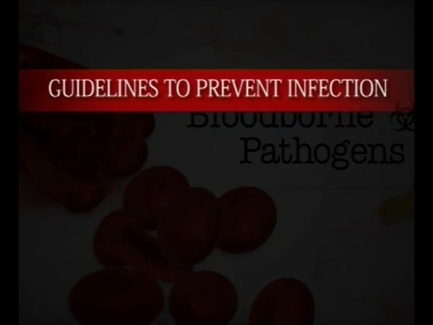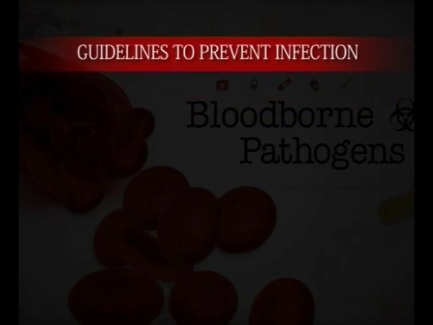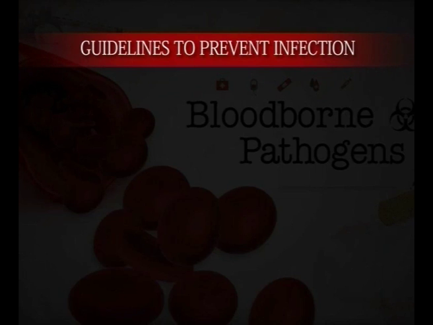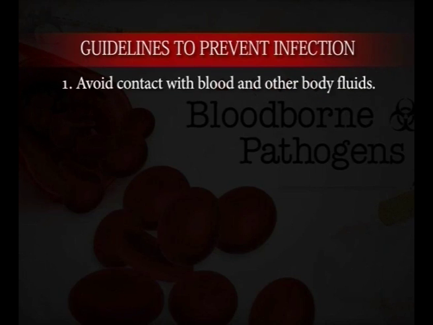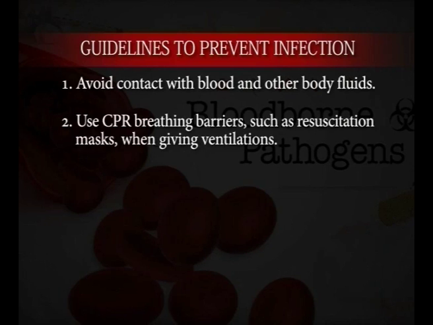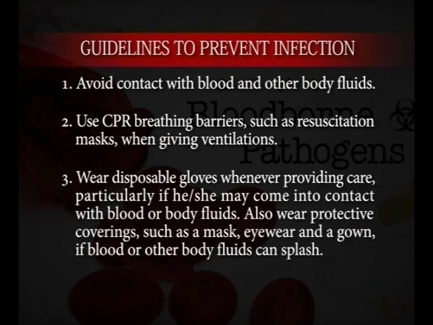Now we have guidelines to prevent infection. Some of the guidelines for prevention of bloodborne pathogens are as follows. Number 1, avoid contact with blood and other body fluids. Number 2, use CPR breathing barriers such as resuscitation masks when giving ventilation. Number 3, wear disposable gloves whenever providing care, particularly if he or she may come into contact with blood or body fluid. Also, wear protective coverings such as a mask, eyewear, and gown if blood or other body fluid can splash.